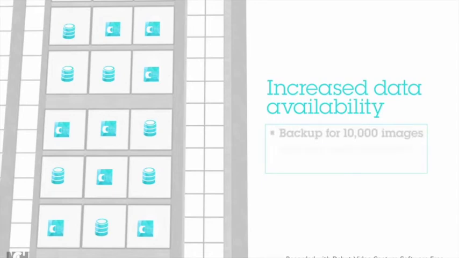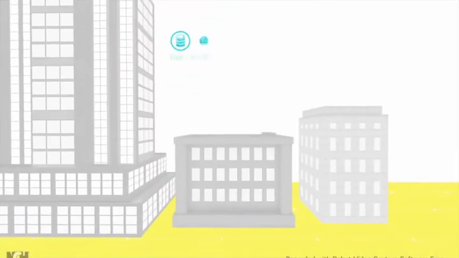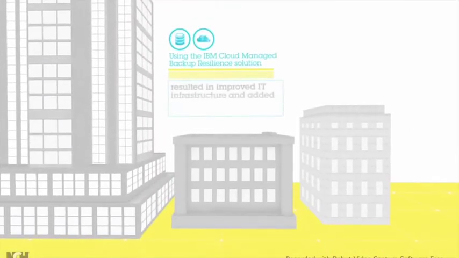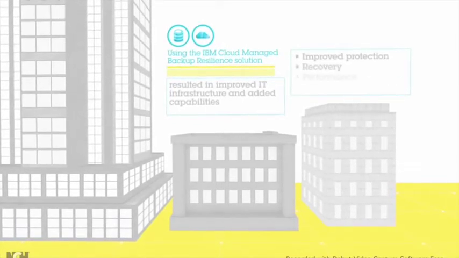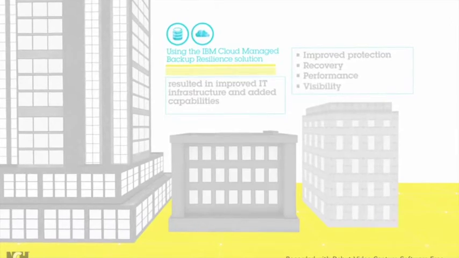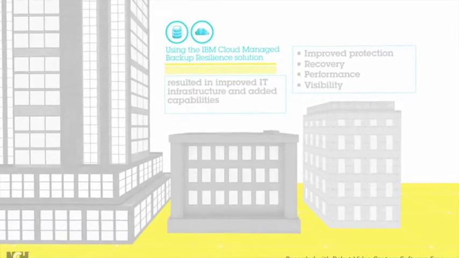Using a combination of disk and tape-based backups, the solution greatly increased data availability, giving the organization plenty of room to grow. In addition, IBM Data Center Relocation Services delivered an efficient, phased equipment migration across the company's 4 data centers, reducing the need for and cost of new equipment. Using the IBM Cloud-Managed Backup Resilience solution, the broadband company benefited from improved protection, recovery, performance, and visibility, and added new capabilities to strengthen their service delivery.